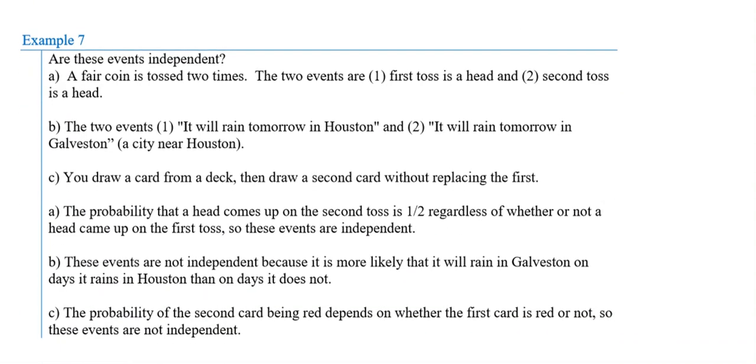So are these events independent? It says a fair coin. A fair coin is just a coin that's like it sounds. It's fair, one that doesn't have, like, heads on both sides of it or something like that. Anyway, a fair coin is tossed 2 times. The 2 events are: first toss is heads and second toss is heads. So are these independent events? Well, yeah, because flipping the coin the first time didn't have any effect on flipping the coin the next time.